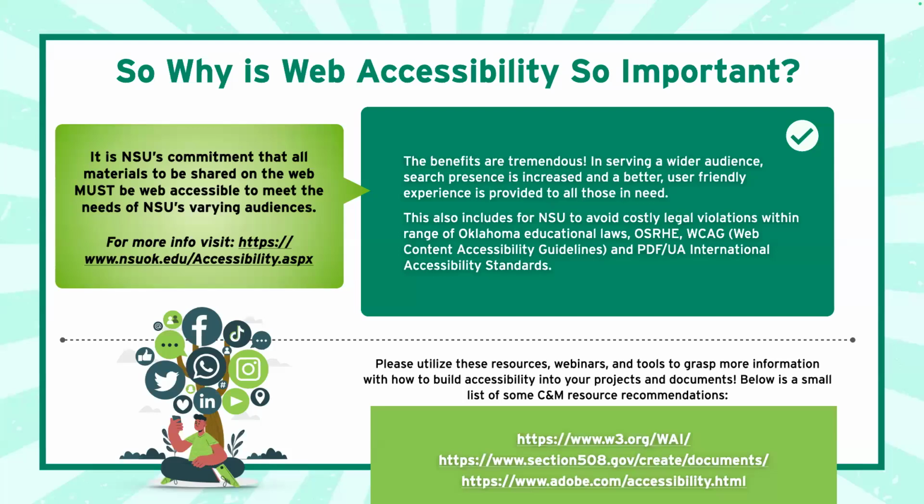So why is web accessibility so important? NSU has varying audiences, and it is the university's commitment that all material shared on the website be accessible to meet the needs of our audience. Not to mention, it also helps NSU avoid costly legal violations within the range of Oklahoma educational laws, Web Content Accessibility Guidelines, and the PDF/UA International Accessibility Standards. Below, in the bottom right lime green box, we have some resources, webinars, and tools to grasp more information on how to build web accessibility into your projects and documents.